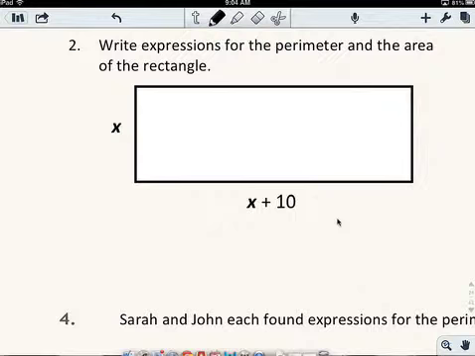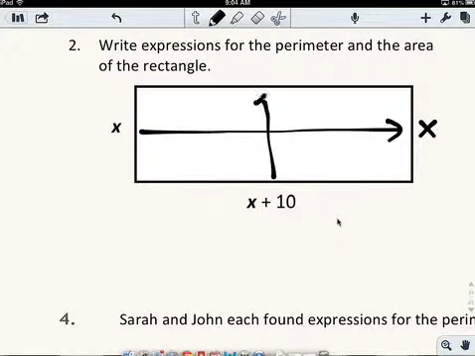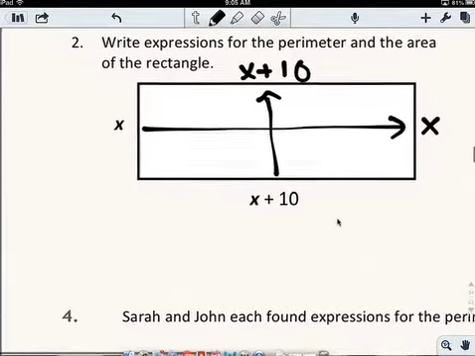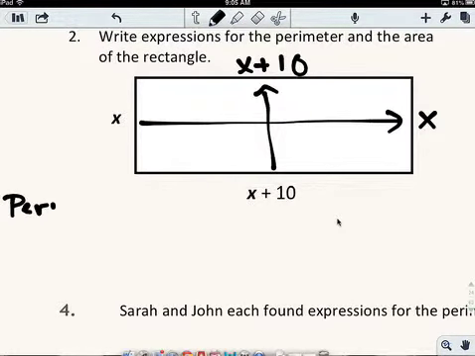So perimeter means I need to go all the way around, and so I'm going to remind myself that if I go across, this should be x, and this should be x plus 10. I'm going to zoom in quite a bit here. Let's do the perimeter right here.